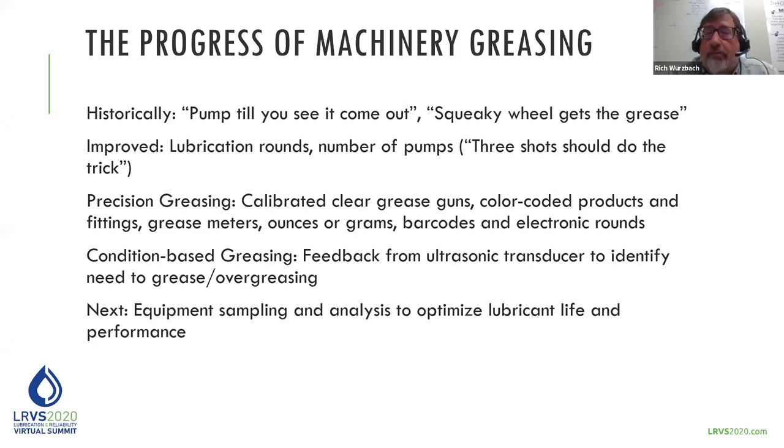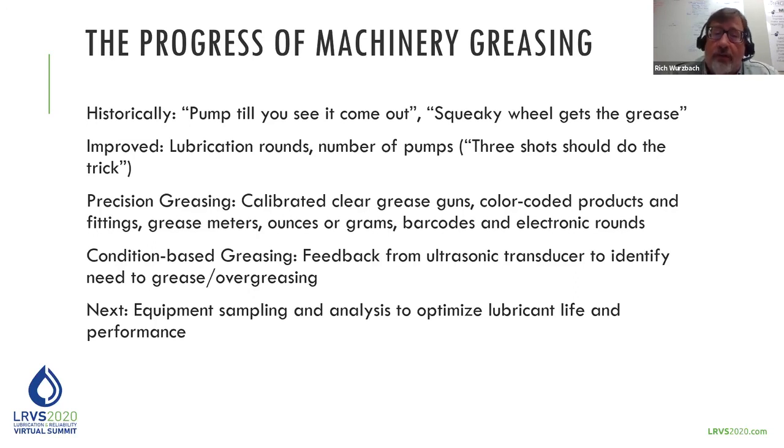But we can move from there to more precision greasing, and that's where we have calibrated grease guns and even clear grease guns that let us confirm and ensure that it's the right product for the application. We see color-coded products, color-coded fittings, so we know which grease goes where on a machine train. Grease meters help us put quantities out there, barcodes make sure we're on the right component, and electronic rounds drive that process.